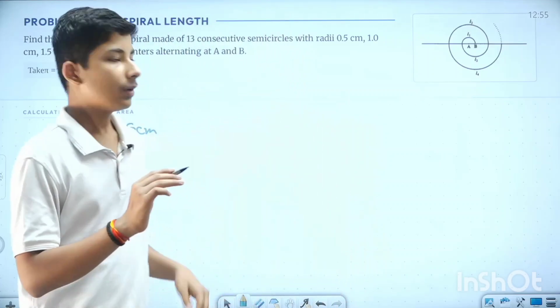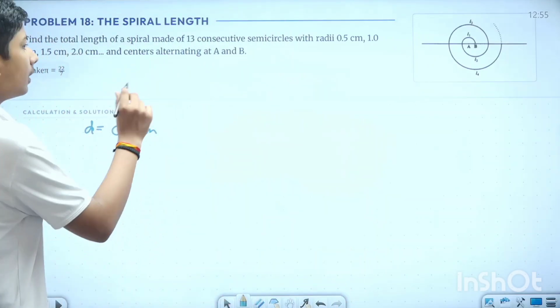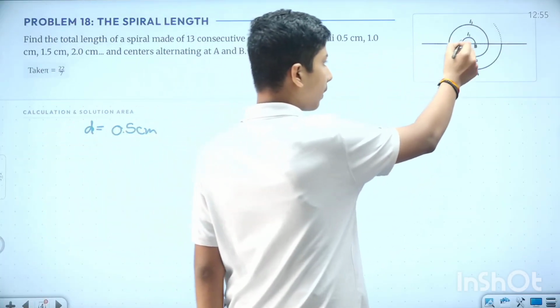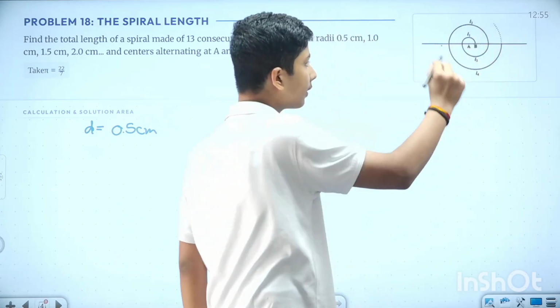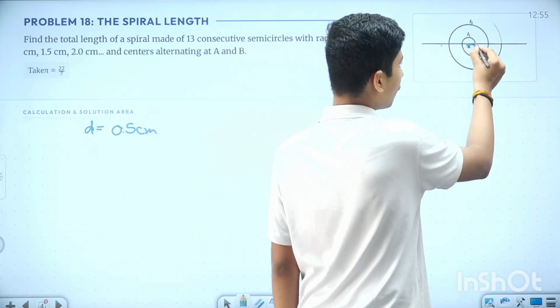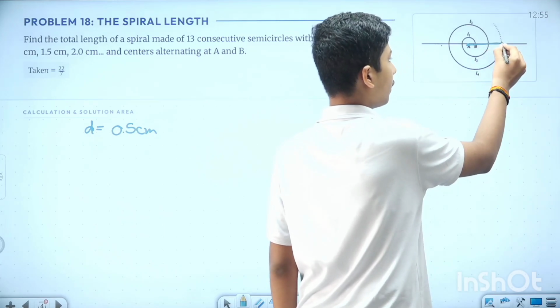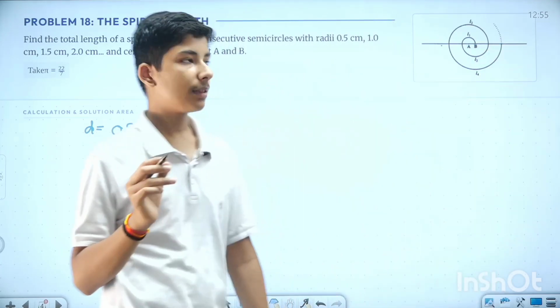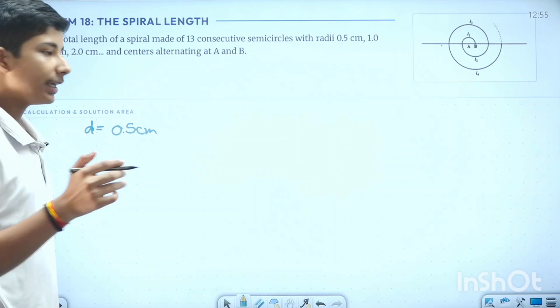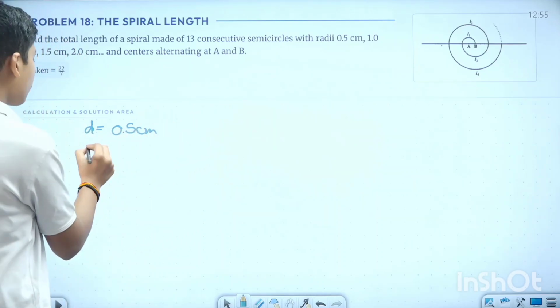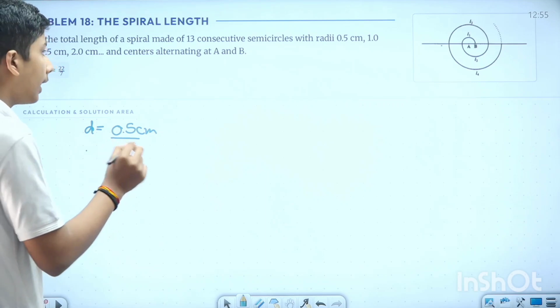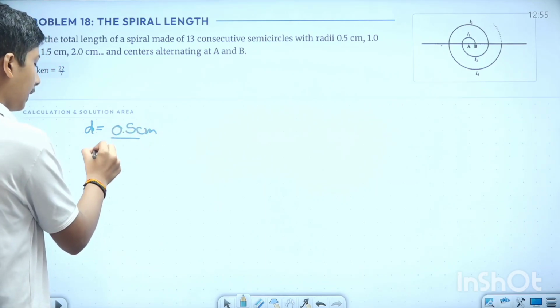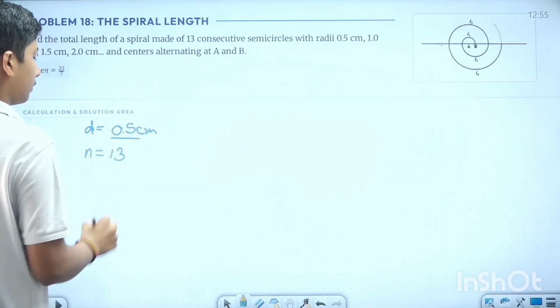Okay, so to find out total length, you can see this is a semicircle. This is a semicircle, then this, then this. It is getting bigger. Here 0.5, then 1, then 1.5. Means radii is increasing each time. So we have got the difference as 0.5 and there are total number of semicircles, means n equal to 13.